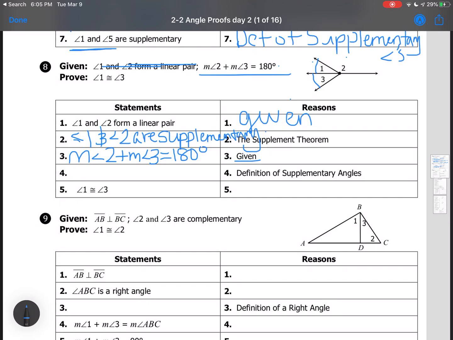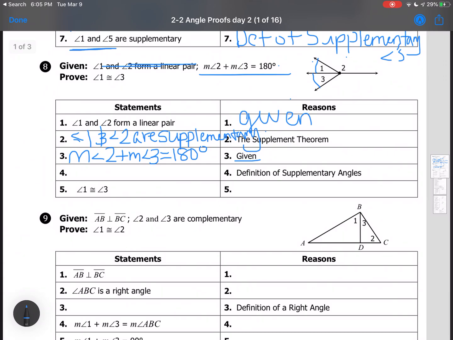Next, I need my statement for 4. So this is going to be due to definition of supplementary angles. In definition of supplementary angles, we go from stating two angles are supplementary to their sum is 180, or their sum being 180 to stating they're supplementary. So if we already have angles 2 and 3 summing to 180 degrees, we're going to change it to state the angle 2 and angle 3 are supplementary.